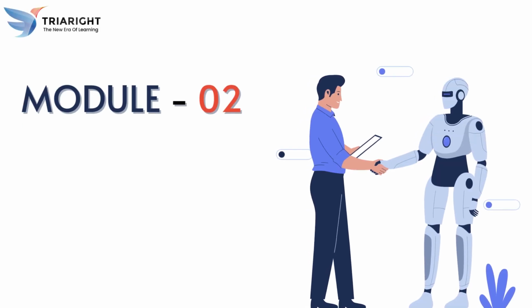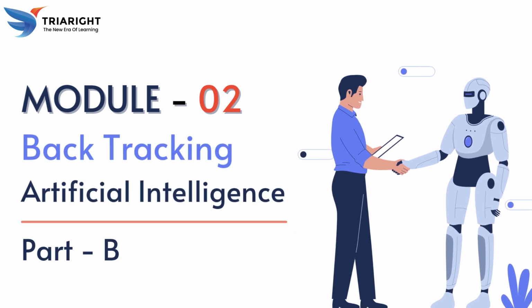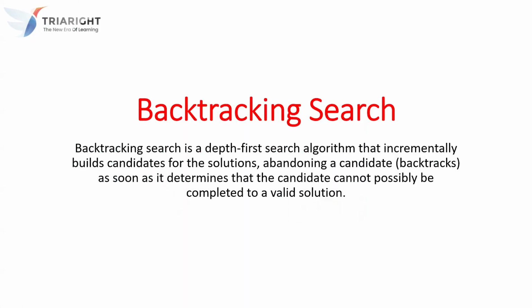In Module 2, we are discussing backtracking in artificial intelligence, Part B. Backtracking search. Backtracking search is a depth-first search algorithm that incrementally builds candidates for the solutions, abandoning a candidate as soon as it determines that the candidate cannot possibly be completed to a valid solution. So usually backtracking is a search, right?